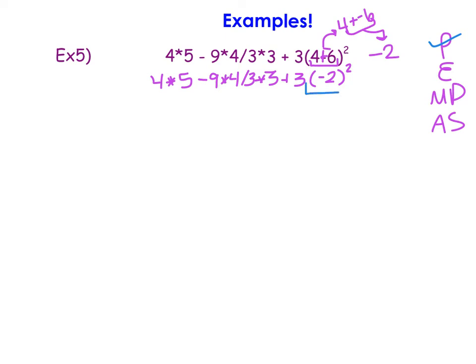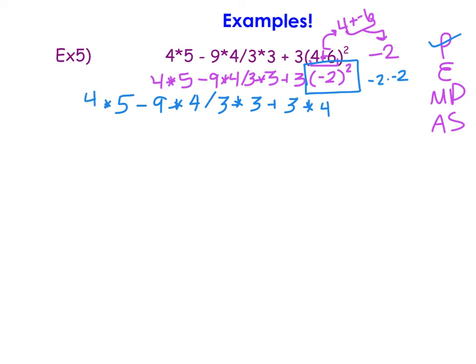Then next I look at the exponents, and here I have negative 2 squared, so that's negative 2 times negative 2, which is 4. And then that itself gets multiplied by that 3. Now I'm just copying the rest of the problem down, going backwards while I do it. Okay, so now we've got all the exponents. Now at this point, this is when I like to go through and evaluate all of the keep, change, changes. So I see I have one keep, change, change right here. So this becomes 4 times 5 plus negative 9 times 4 divided by 3 times 3 plus 3 times 4.